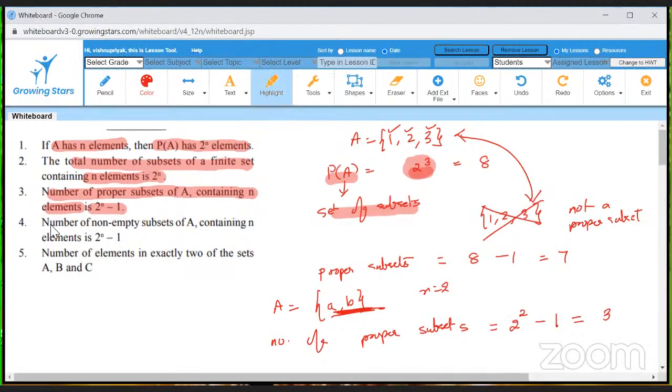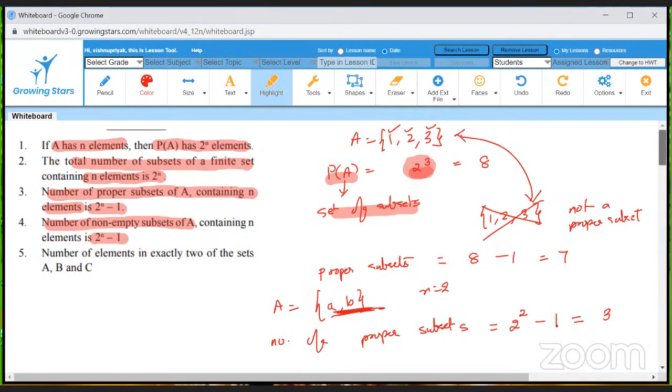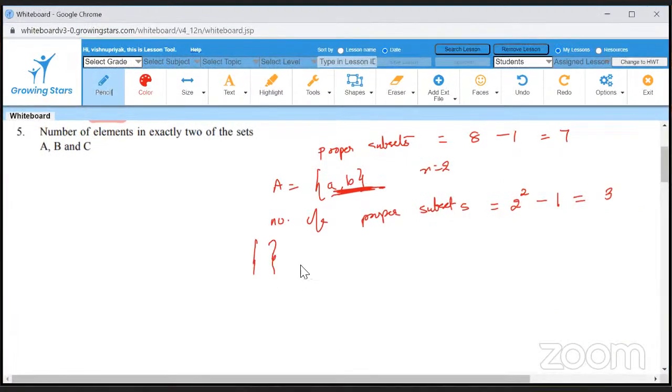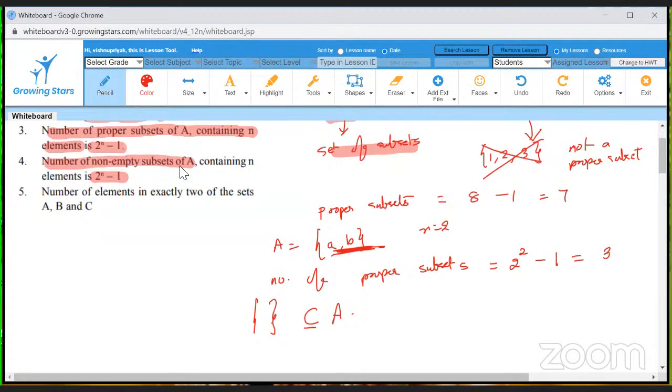Similarly, the number of non-empty subsets of A will also be 2 power n minus 1. That is because there will be one empty subset. This will also be a subset of A, the empty set. But here they are asking non-empty. So you are removing this empty. Only empty you are removing. You are not removing the equal one. So here also the same formula.